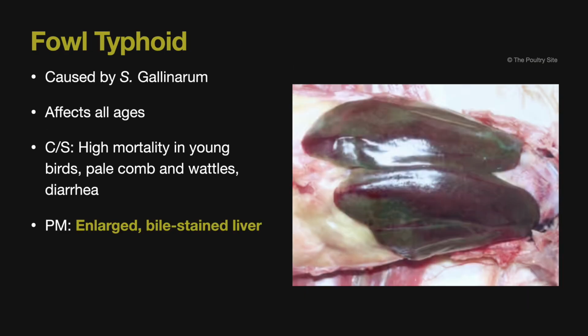Fowl typhoid is caused by Salmonella gallinarum, and it affects all ages of poultry. Clinical signs include high mortality in young birds, pale combs and wattles, and diarrhea. A characteristic finding at postmortem is an enlarged, bile-stained liver.